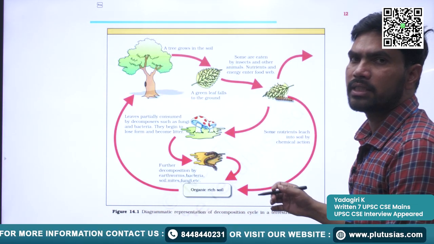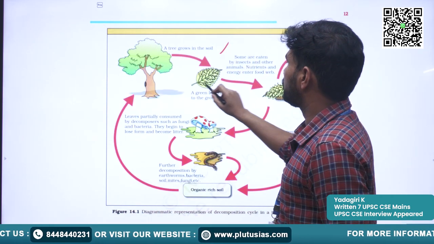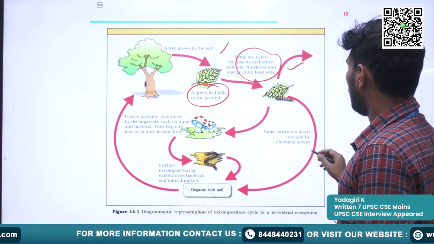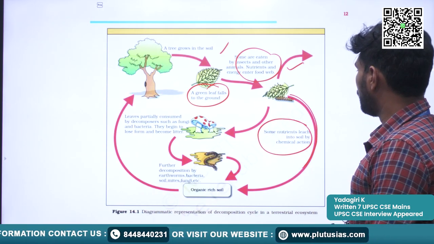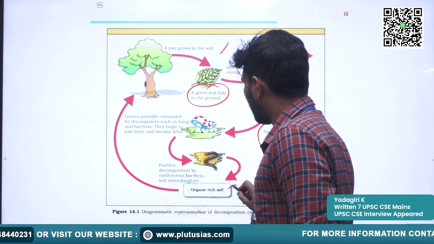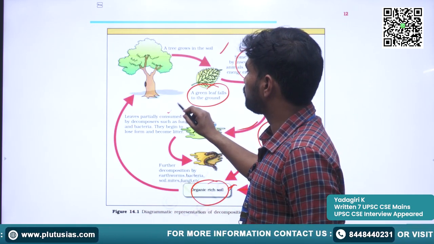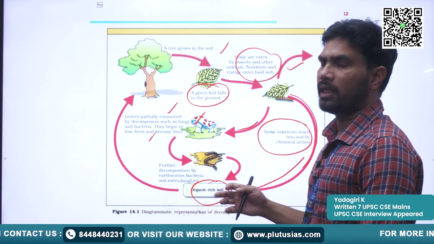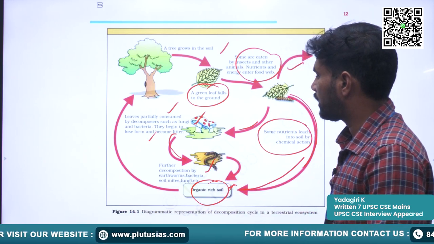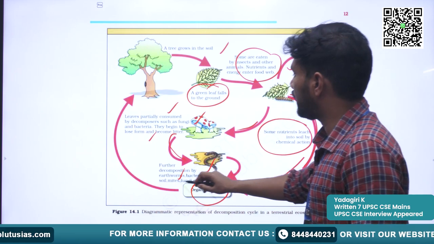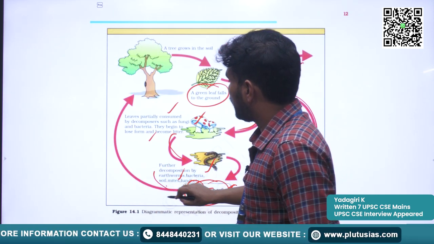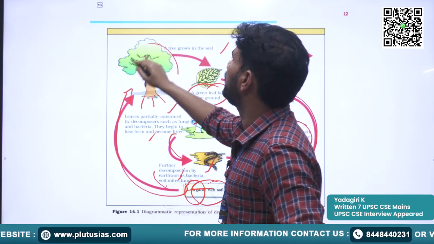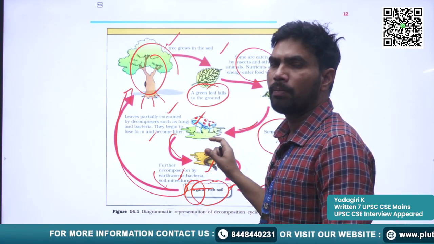Through this picture, you can understand decomposition. A tree leaf falls on the soil. Some are eaten by insects and other animals. Nutrients and energy enter the food web. Some nutrients leach into the soil by chemical action, so the organic soil becomes rich. Leaves partially consumed by decomposers such as fungi and bacteria begin to lose form and become litter. They are further decomposed by earthworms, bacteria, soil mites, etc., and enter the organic soil. Further, all these nutrients or simple compounds are again absorbed by trees or grass, and they enter the food web again. So this is basically the decomposition process.